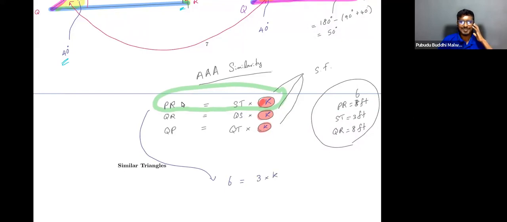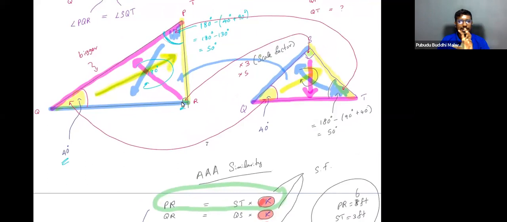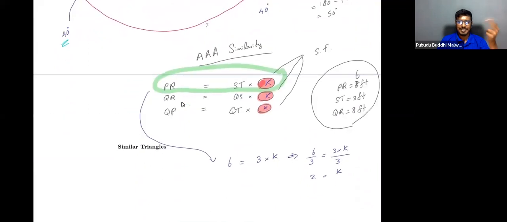Now what's the K value? Let me divide both sides by 3 to get K. That's the scale factor, equals 2. Now we know that magical value, that is 2. Basically, we have to multiply each length of this small triangle by 2 to get the bigger one. Now that's it, I think. So K equals 2.